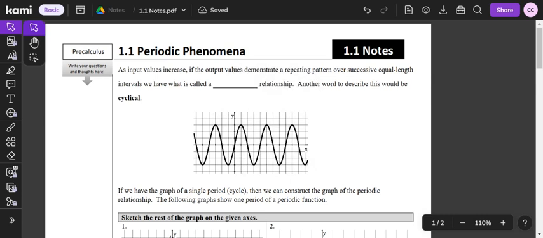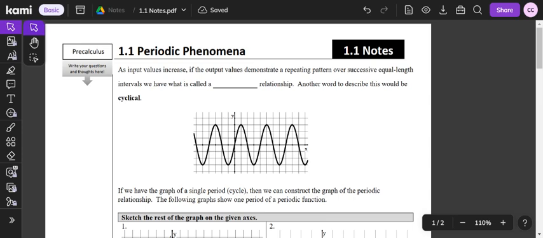This is lesson 1.1, periodic phenomena. All right, so throughout this semester in PreCalc, we'll be studying trigonometry, and specifically we'll be studying what's called periodic functions. So these are functions that repeat themselves over and over and over again. So we need to talk about what that is. This will be a quick intro lesson. Let's dive into what periodic means.